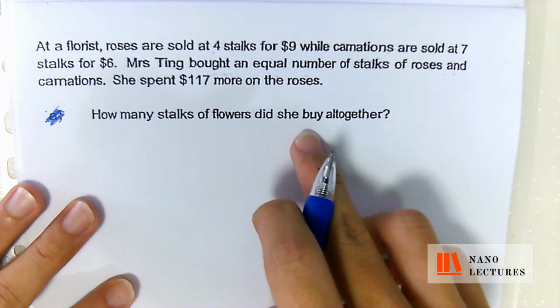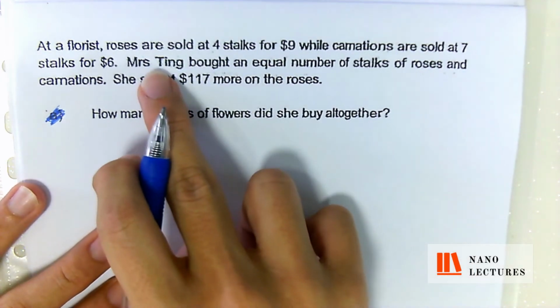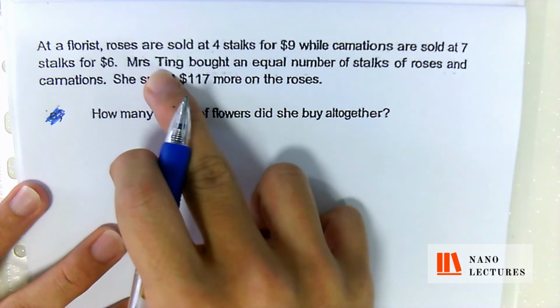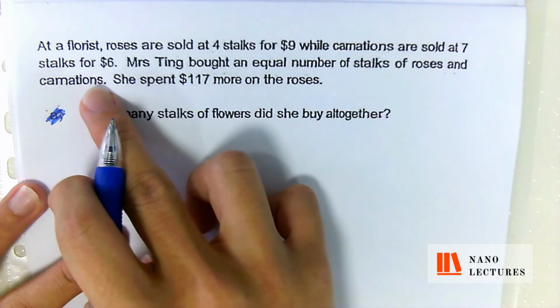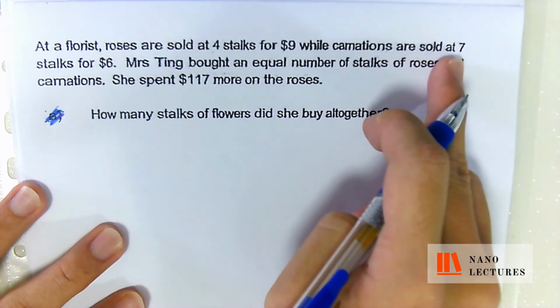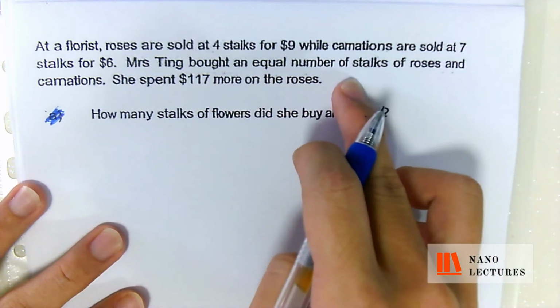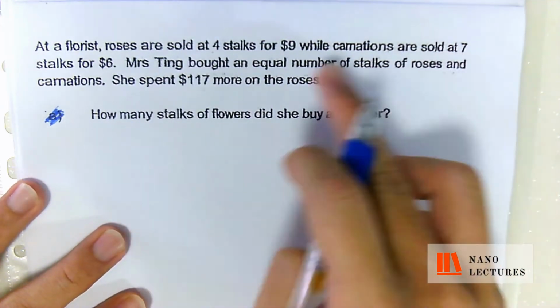Okay, listen up. This question is not easy. It's really not easy. The first clue they gave us, which is the most important, is that Mrs. Ting bought an equal number of stocks of roses and carnations. We know roses are sold at 4 and carnations are sold at 7 stocks. Since the number of stocks is equal, we need to find a common multiple of 4 and 7 first.